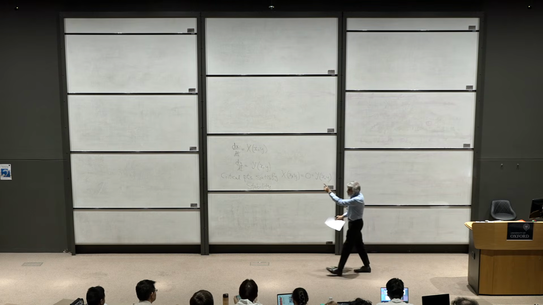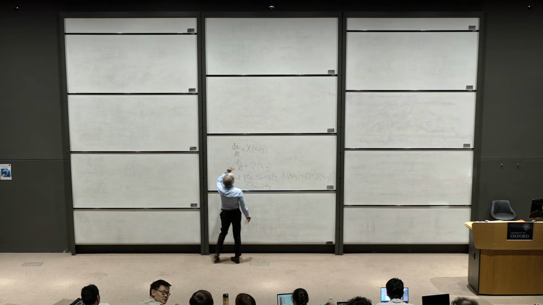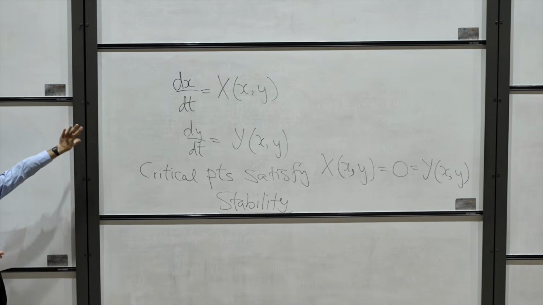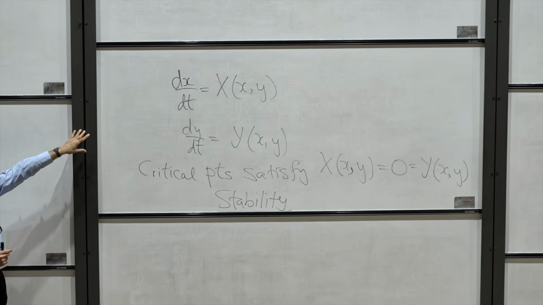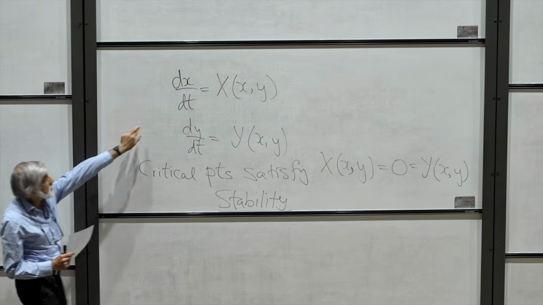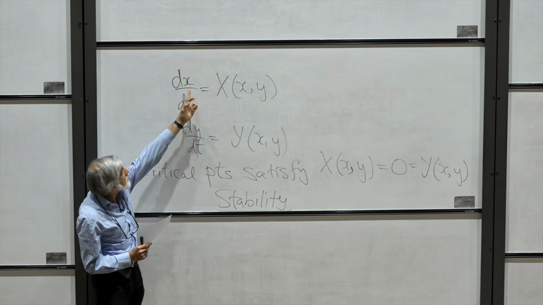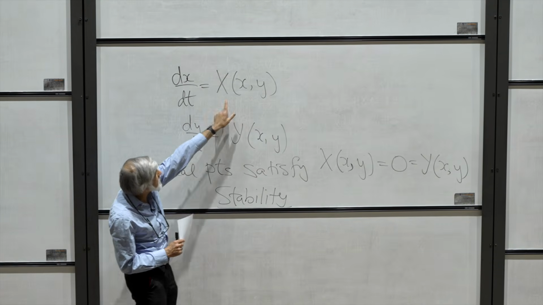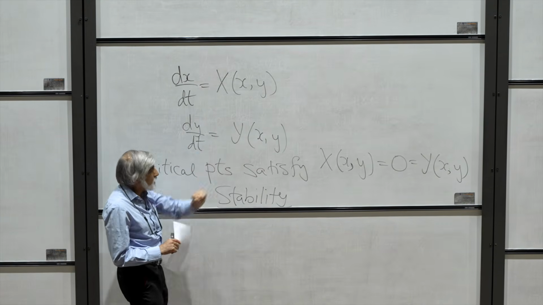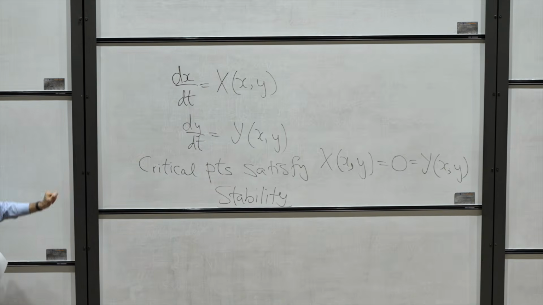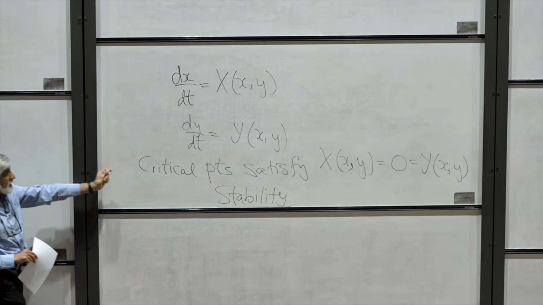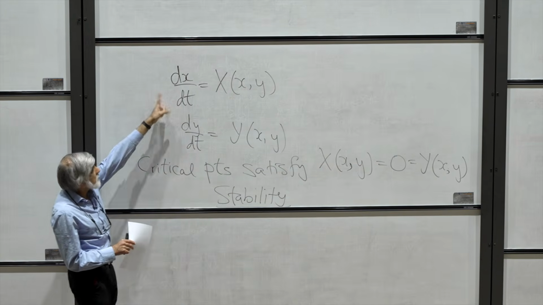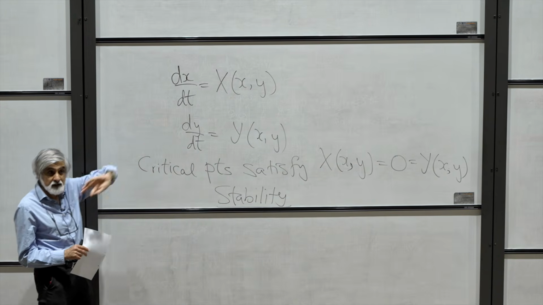So just to recap, you need to write this down because you already got it. Last time we started looking at plane autonomous systems. It's plane because it's two independent variables, x and y. Autonomous because there's no explicit t dependence on the right hand side. And then we talked about critical points, and critical points satisfy the condition that dx by dt is 0 and dy by dt is 0.